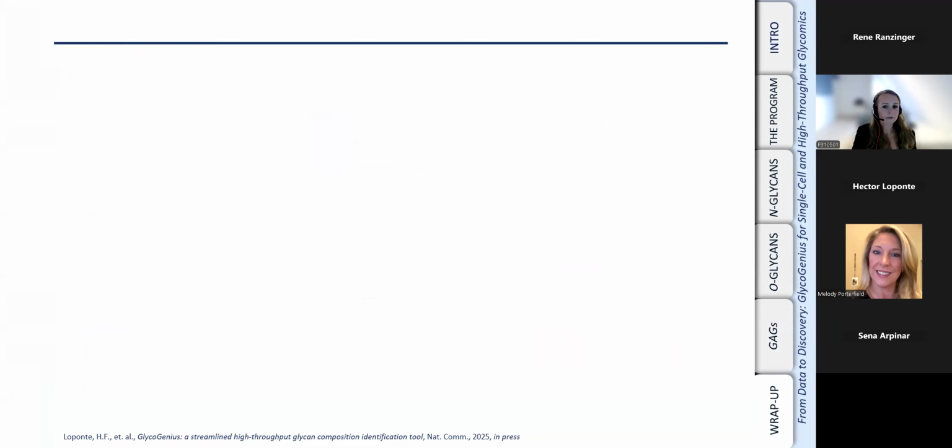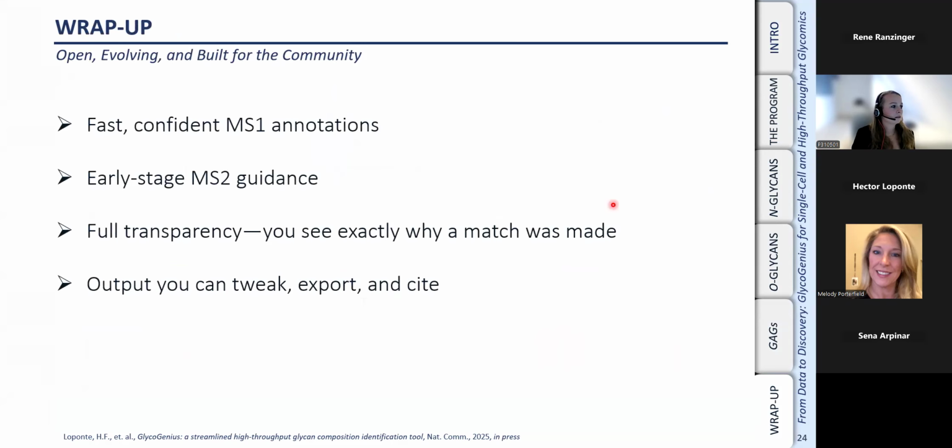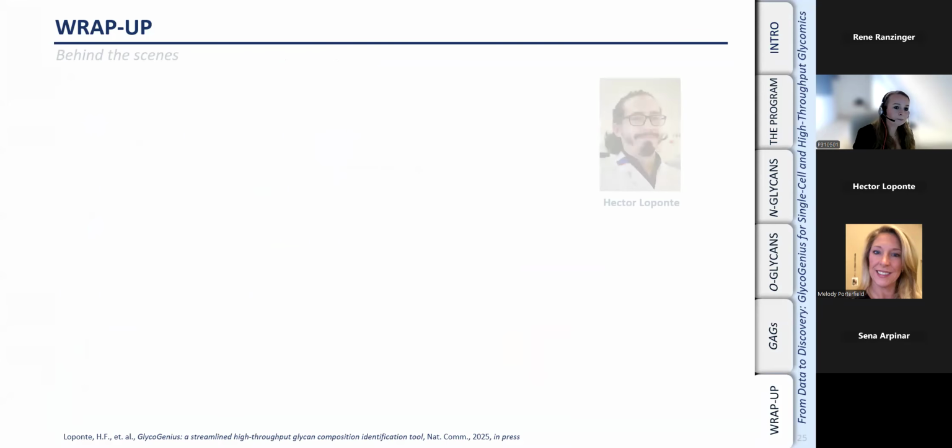So to wrap up, it's fast. You get confident MS1 annotations. It's early stages in MS2, but you get full transparency, so you can exactly see why a match was made. You can tweak your output. You can select how your parameters should be set. If you don't fully agree that 0.8 for your isotopic pattern might be a bit too tight, you can loosen it. But at least you're treating your whole data set in the same way.